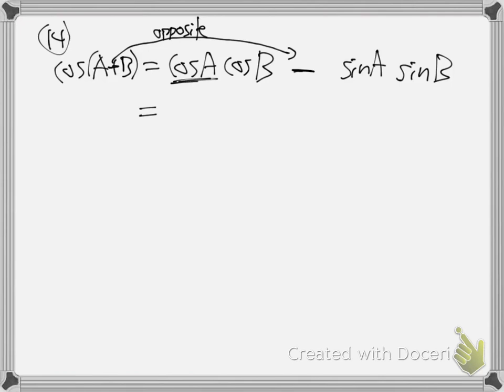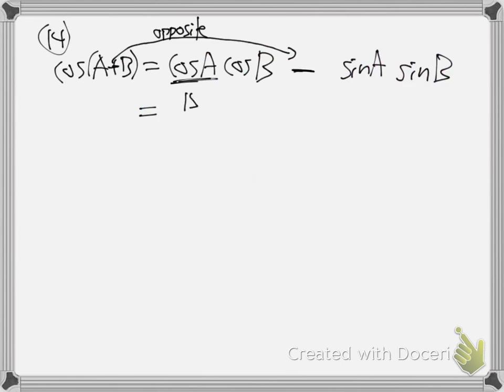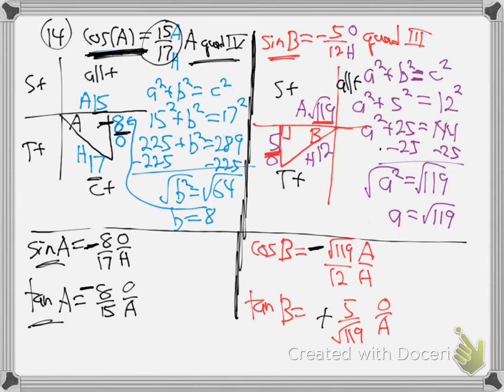Now, go get cosine A. Where is it? Cosine A, up here: 15/17. All the pieces we need are going to be here. If they say cosine A, there. If they say sine A, we go there. If they say cosine B, we go there. They're all there. We just plug in the four things we need now that we have them all. So cosine A, 15/17, times cosine B. What's that? Cosine B, right here: minus root 119 over 12.